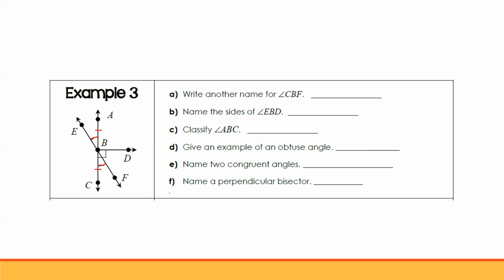Part A says, write another name for angle CBF. CBF is right here. I am not allowed to call this angle B right now, because B is part of many other angles in the picture. I cannot call this angle B. I'm going to have to name it with 3 letters. They already said CBF, so my only other option is FBC. And I got to make sure I use the angle symbol since I'm naming an angle.